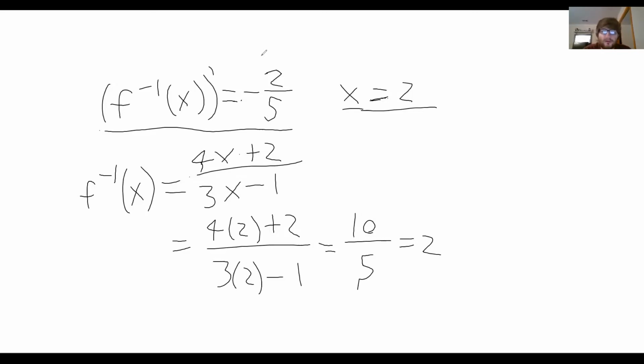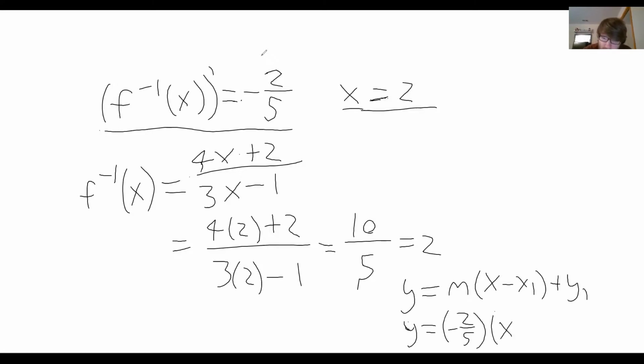And now we can just use our point slope form formula. So we have y equals our slope m times x minus x1 plus y1, with x1 and y1 just being our points, right? So we have that y is just equal to negative 2/5 times x minus 2 plus 2. And you can try, I think it's actually really cool to try plugging everything we found into Desmos and seeing the results. If you plug in our inverse function and we plug in this tangent line, you can see that everything's going to line up properly.